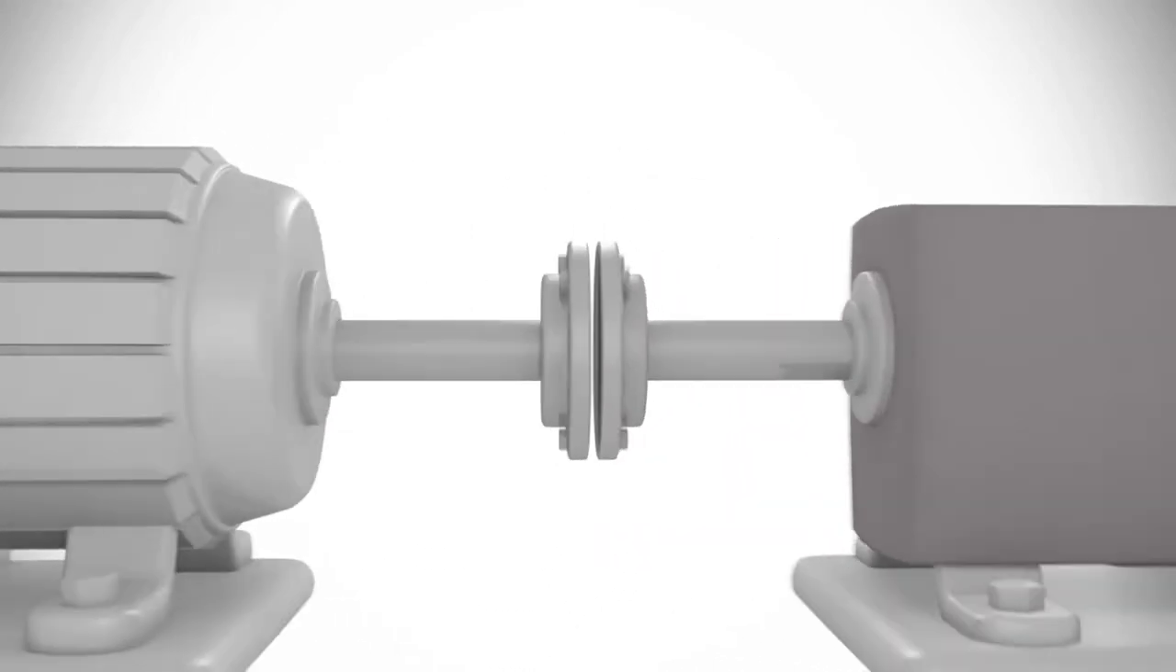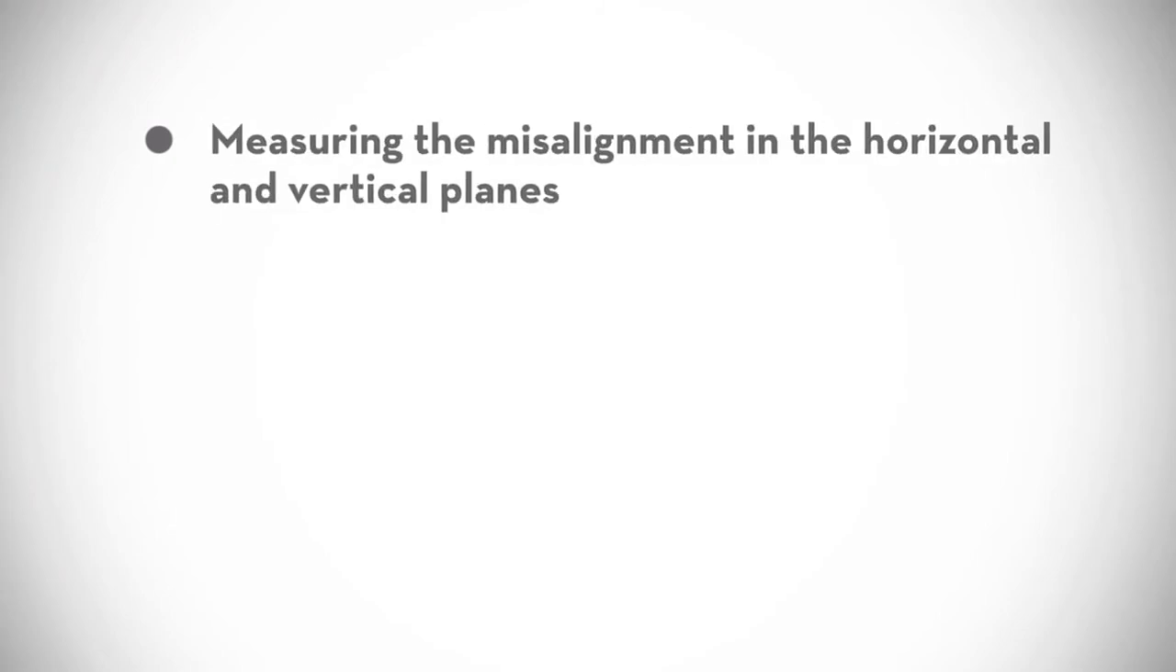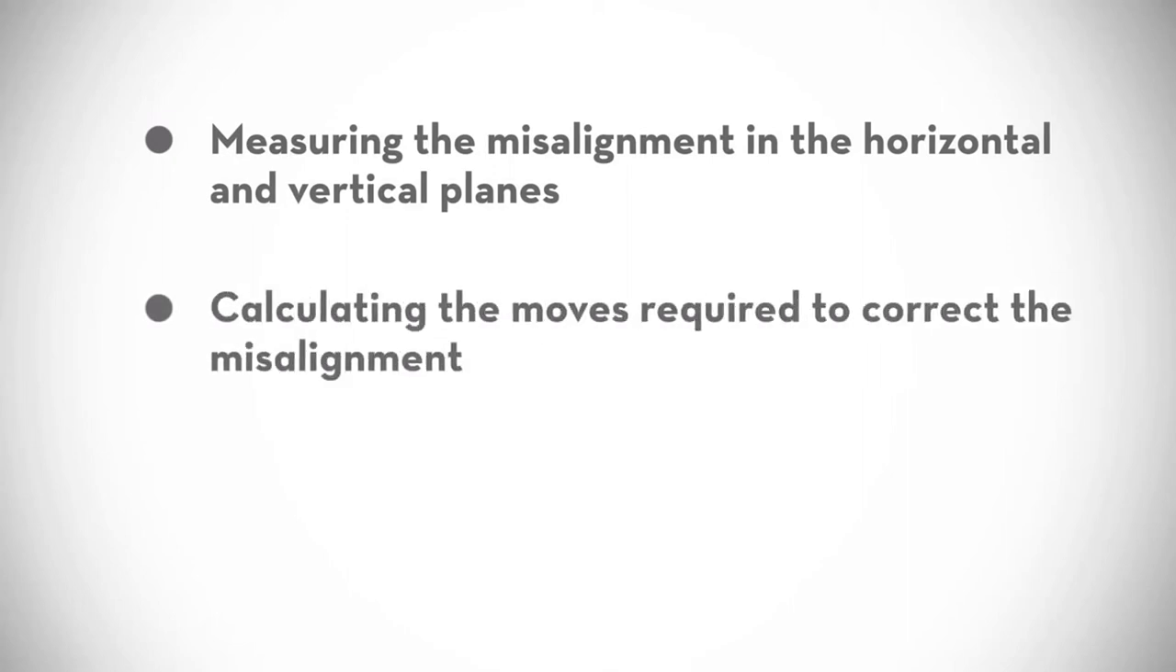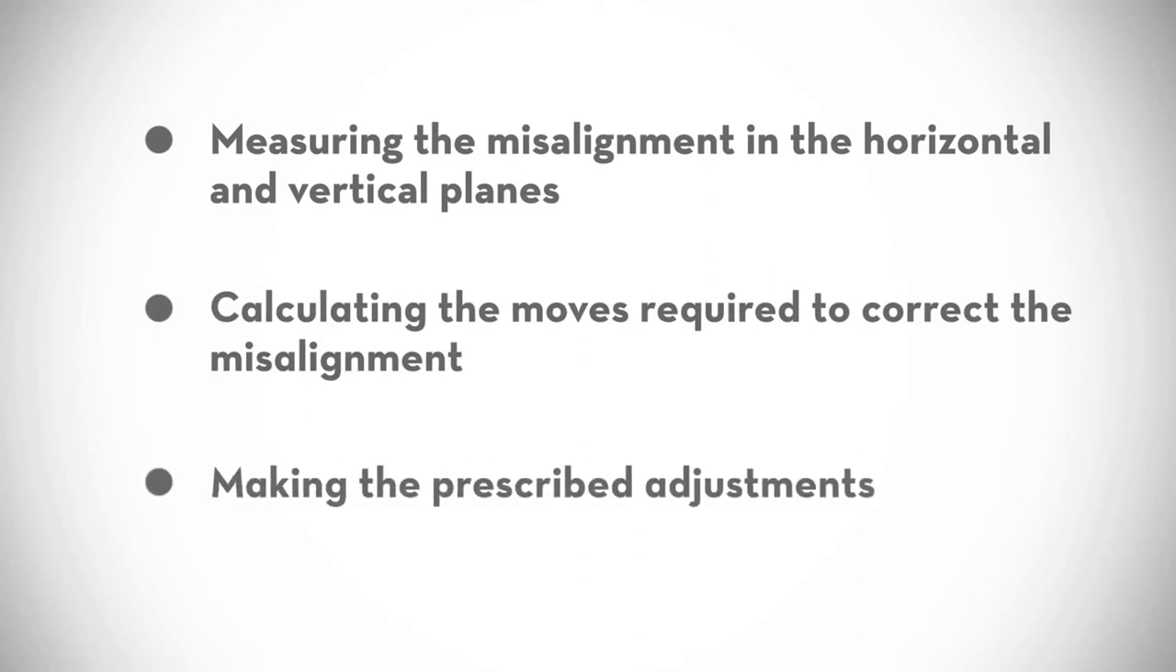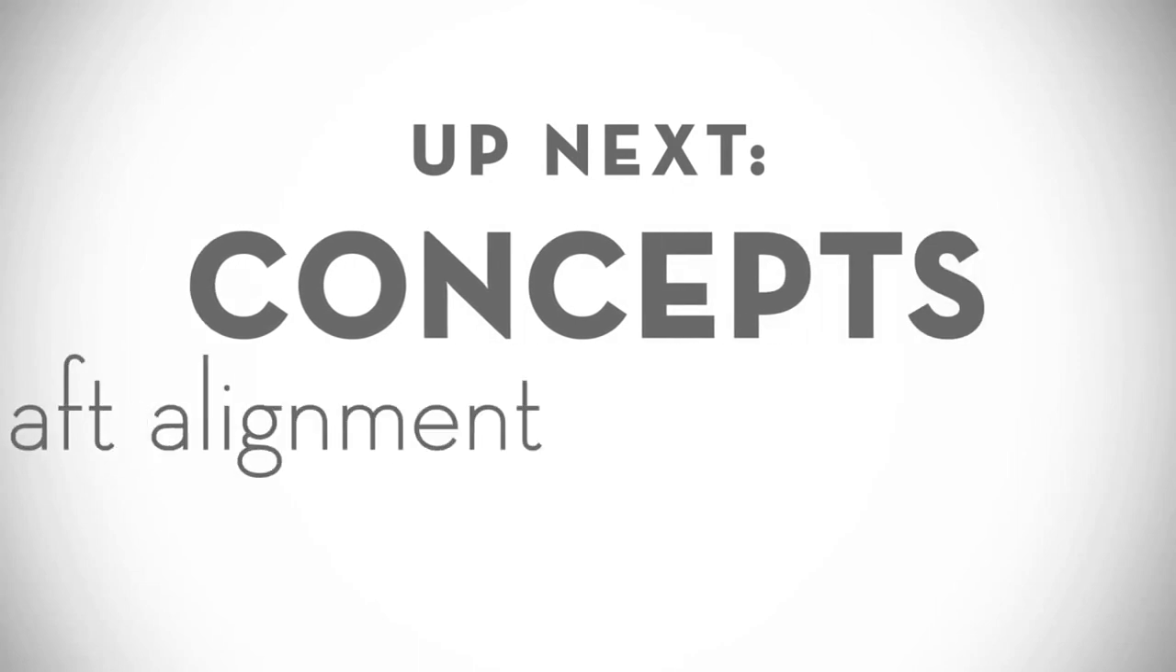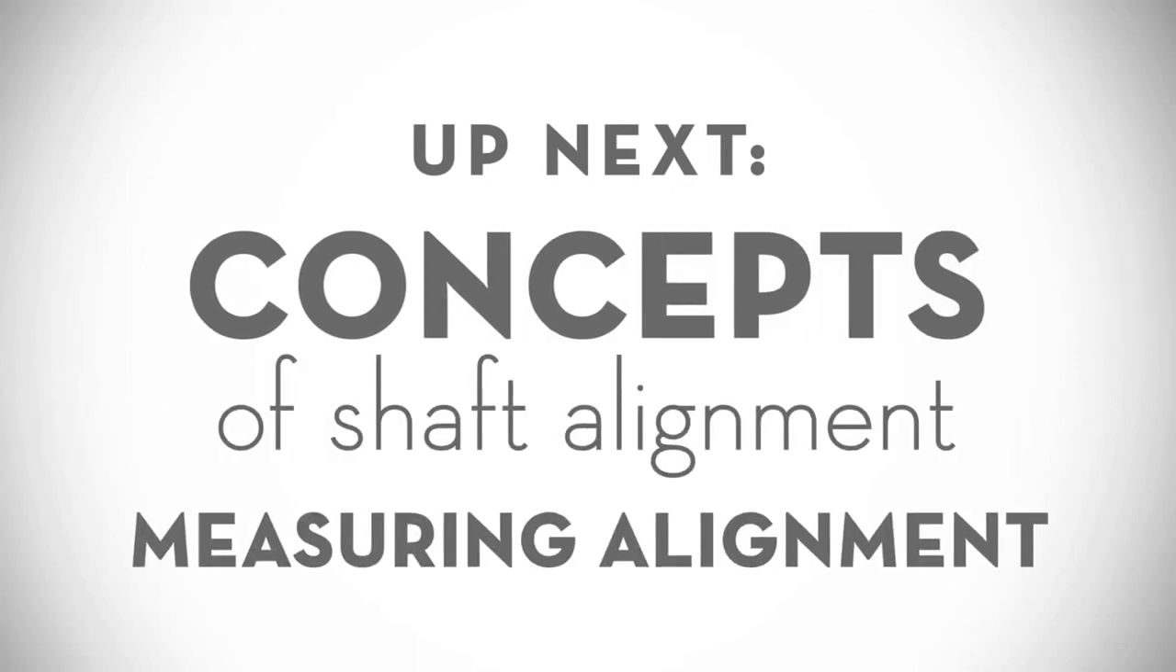The challenge of precision alignment can therefore be defined as, first, measuring the misalignment in the horizontal and vertical planes; second, calculating the moves required to correct the misalignment; and finally, making the prescribed adjustments. So how do we measure the misalignment? That's the subject of our next video. Concepts of shaft alignment. Measuring alignment.